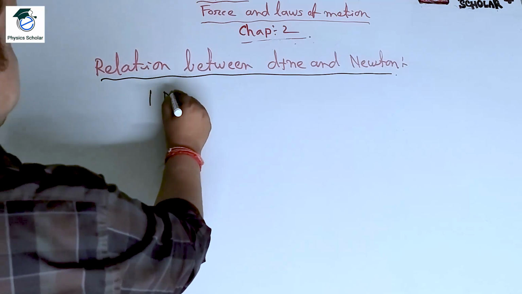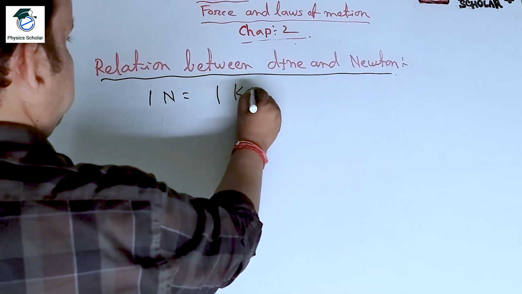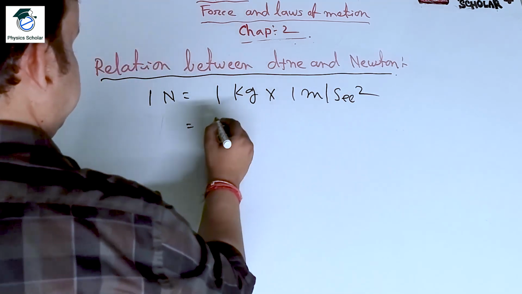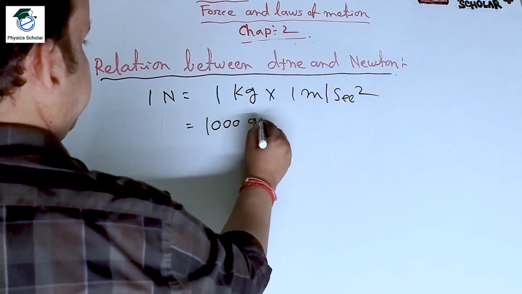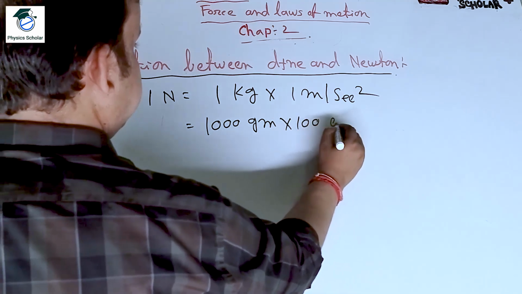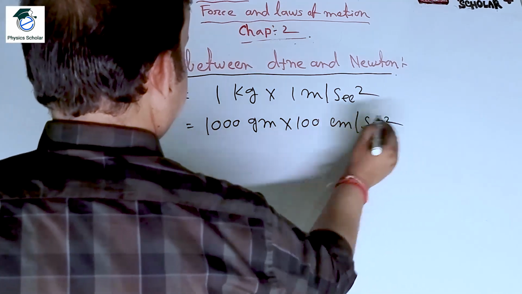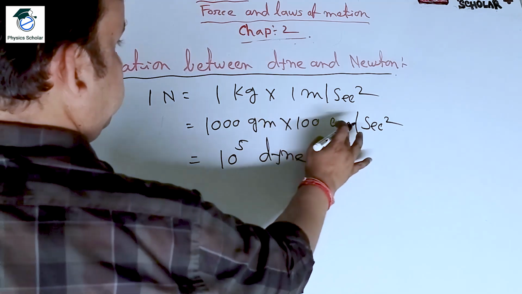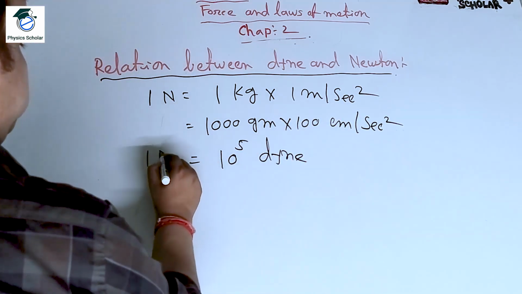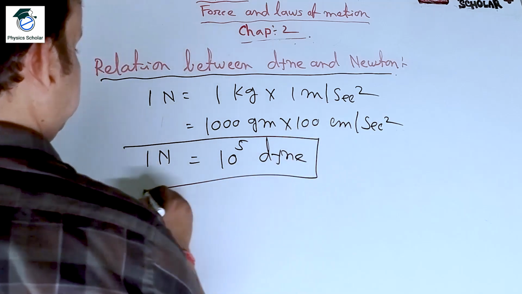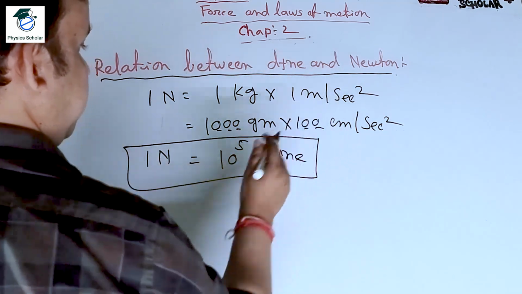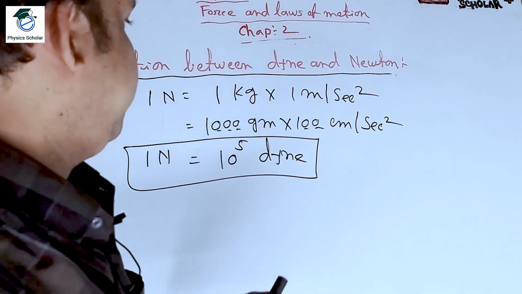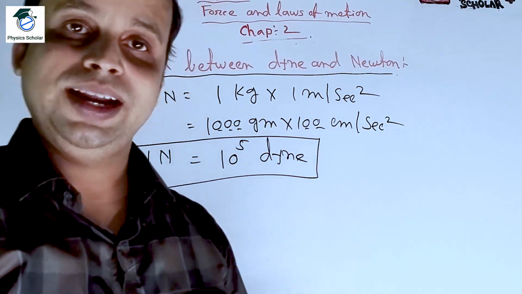So, 1 Newton is equal to 1 kilogram into 1 meter per second square. 1 kilogram means 1000 gram, into 100 centimeter per second square, which is equal to 10 to the power 5 dyne. Gram into centimeter per second square means dyne. So 1 Newton is equal to 10 to the power 5 dyne. Why 10 to the power 5? 1, 2, 3, 4, 5 zeros are there. That's why 10 to the power 5 dyne. So this is the relation between Newton and dyne.